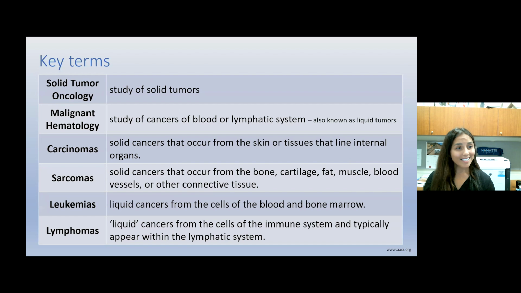The next terms I would like to go through are these ones. So first, things you'll hear through the next 6 weeks include solid tumor oncology as compared to malignant hematology. So you might know that our subspecialty is called hematology and oncology, and many doctors practice both of these two diseases, but they're really two separate entities.